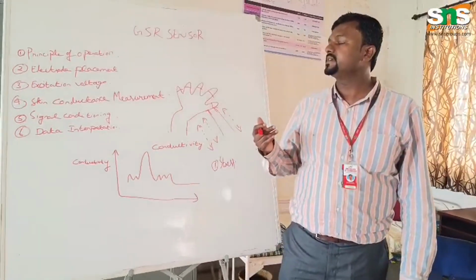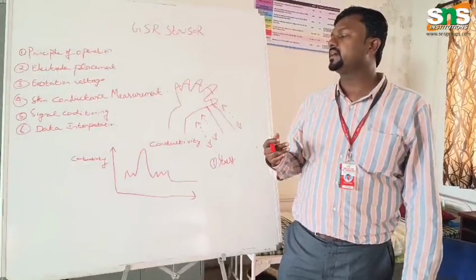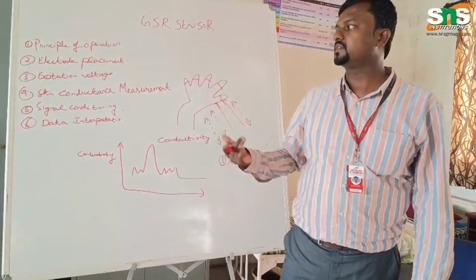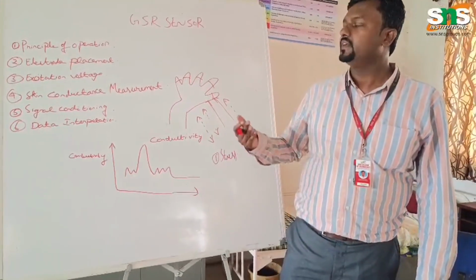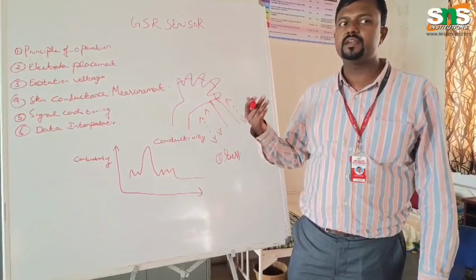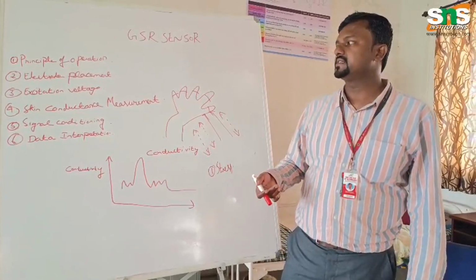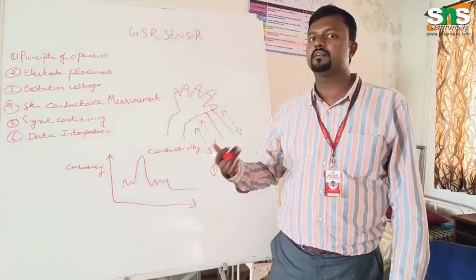This kind of device is available in the market at a very moderate cost, and there is no maintenance cost for this kind of sensor. Even if we purchase this device, we can use it to measure our skin conductance level and monitor these things in our homes itself.